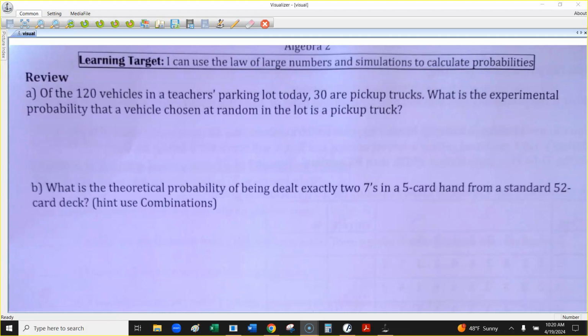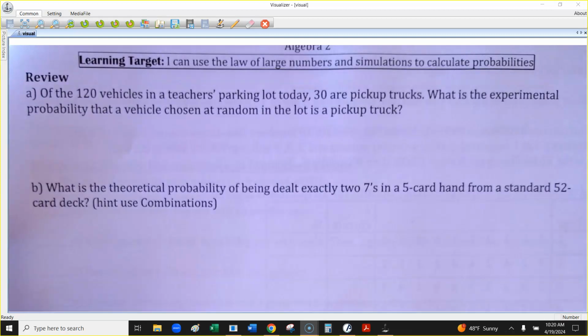So this just says 120 vehicles in the teacher's parking lot today. 30 are pickup trucks. What's the experimental probability that a vehicle chosen at random in the lot is a pickup truck? Like, how would I figure that out?